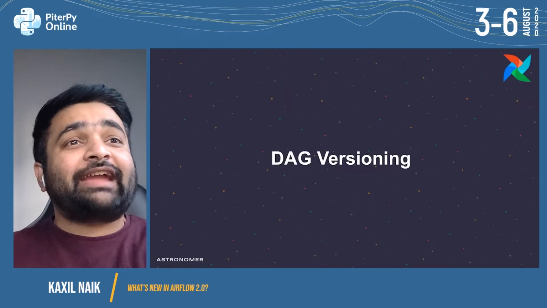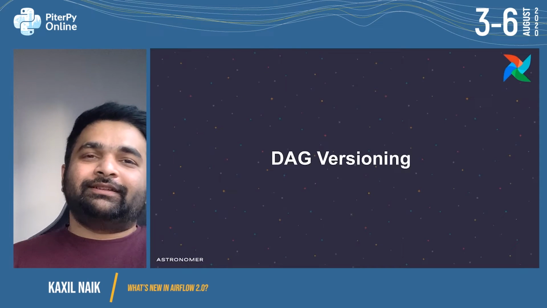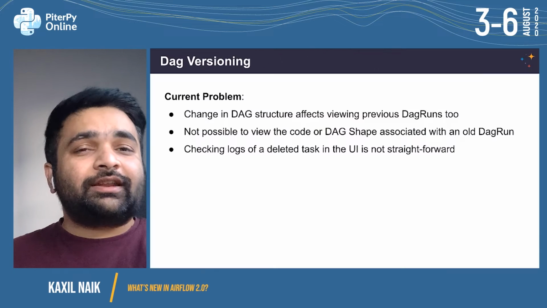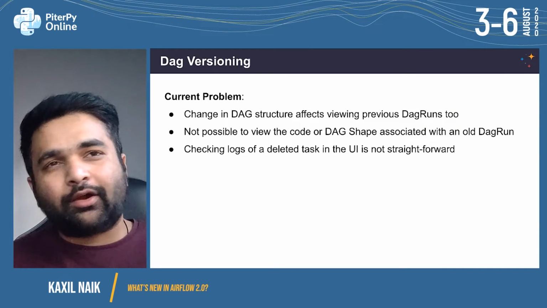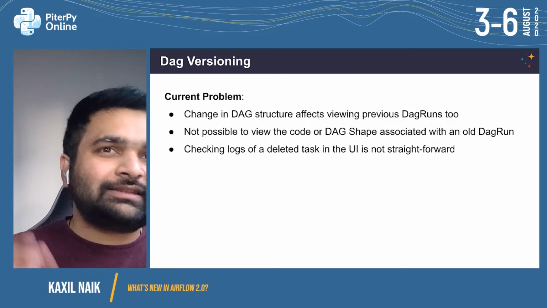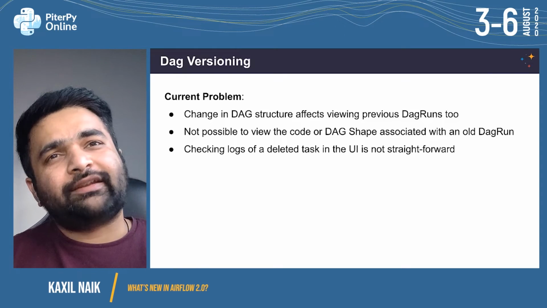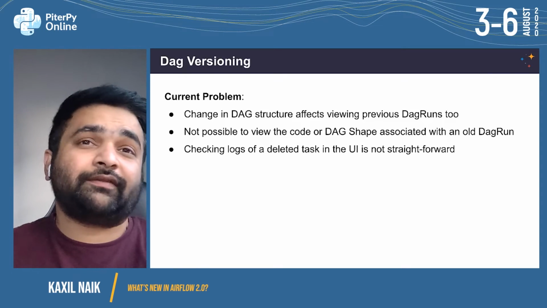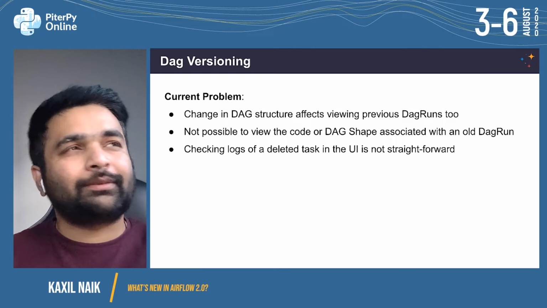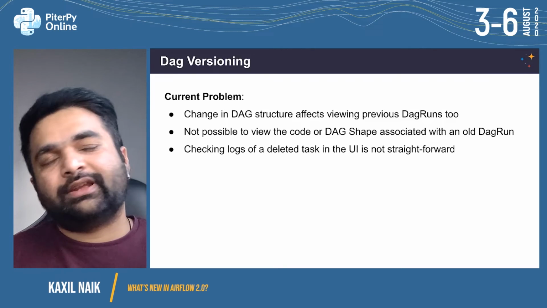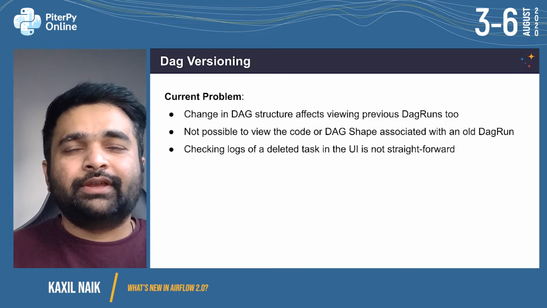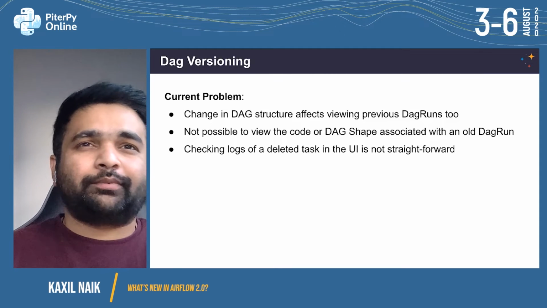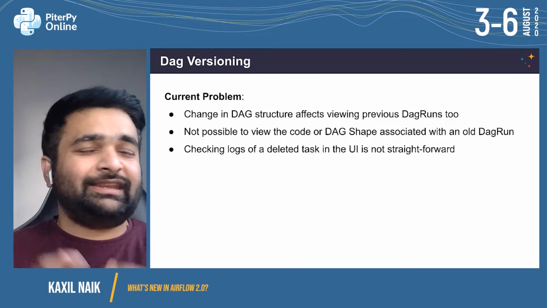Next is DAG versioning. The current problem is when you update your DAG by adding or removing tasks or changing task dependencies, it affects viewing the schedule. It affects viewing the structure for all the previous DAG runs. I'll show you an example soon on the graph view, on the tree view, and other views. So currently, it is also not possible to know how a DAG changed over time.